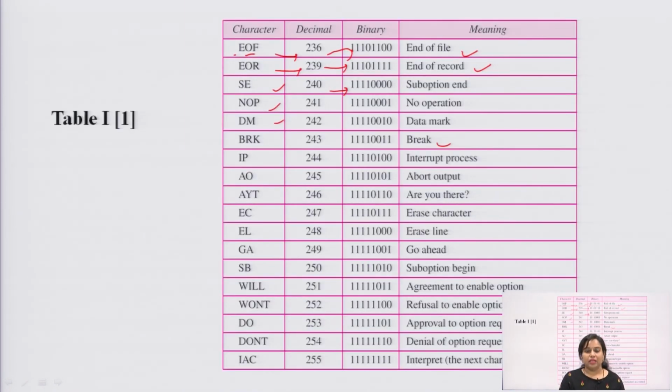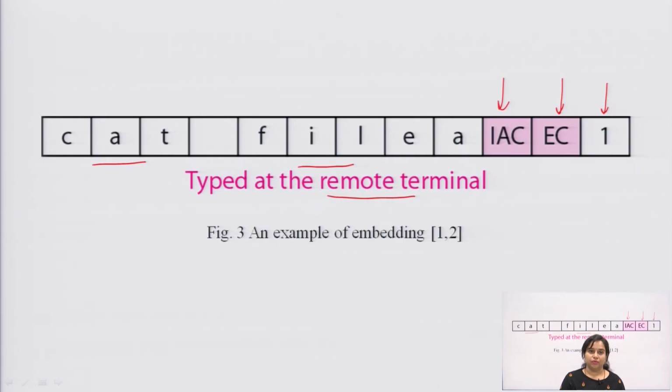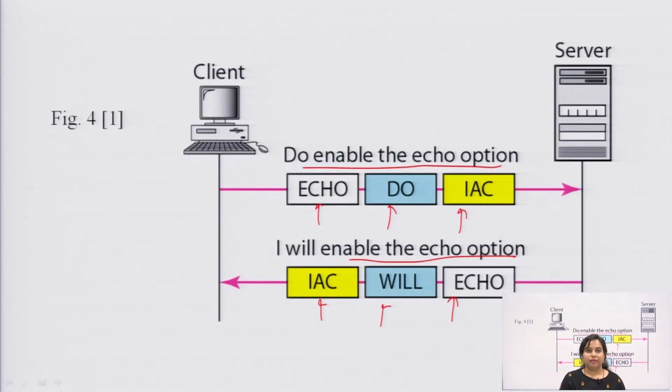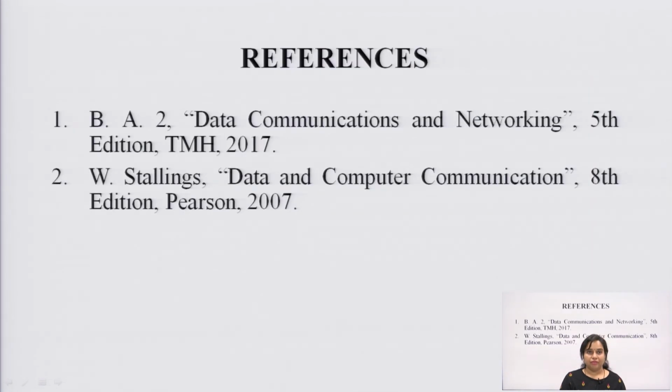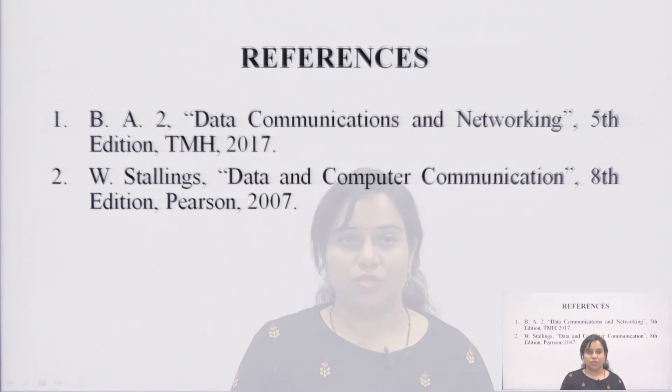Then we have seen this table where different characters are defined, like end of file and end of record. So, you can add that particular data in the frame and you can transmit the data from client to server. Then we discussed email. So, these are the references that you can consider for these two topics. Thank you.